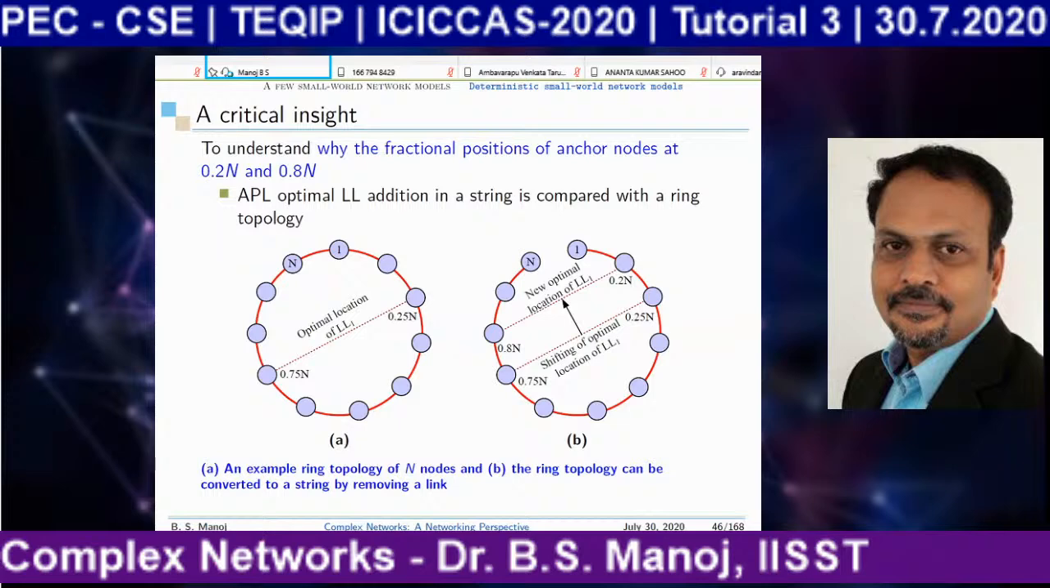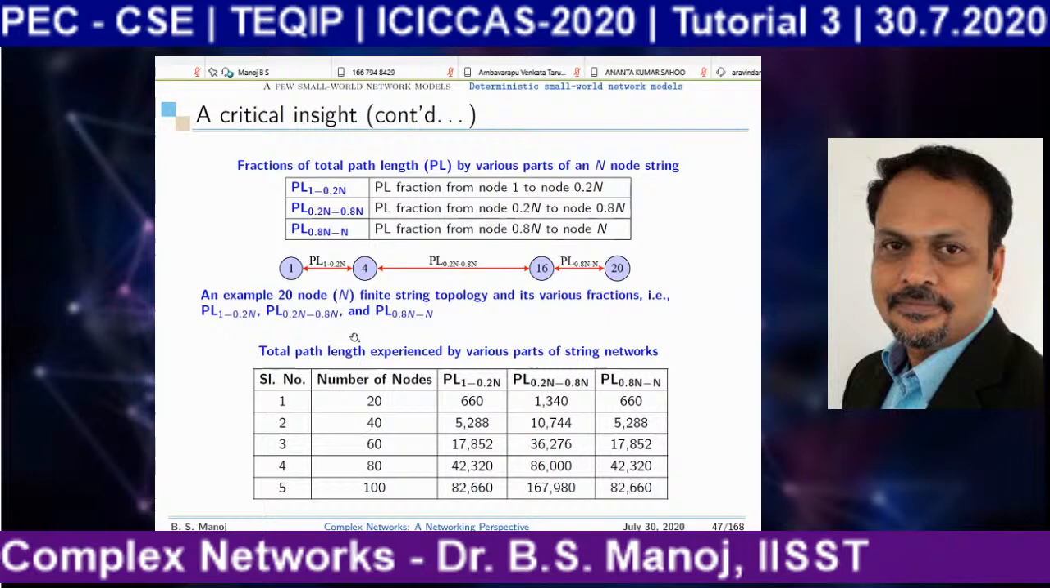Now, it is surprising to find that this link addition balances the average path length contributions of each segment. When you have a 20 node network, the anchor points are node 4 and node 16, and the path length contribution of 1 through 0.2 n and the path length contribution of 0.8 to n, the sum of these two path lengths is exactly or roughly matching the path length contribution of the inside node here.